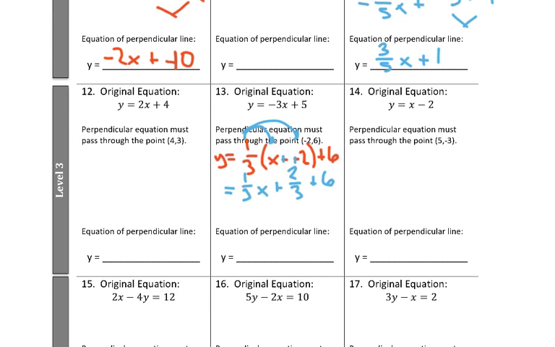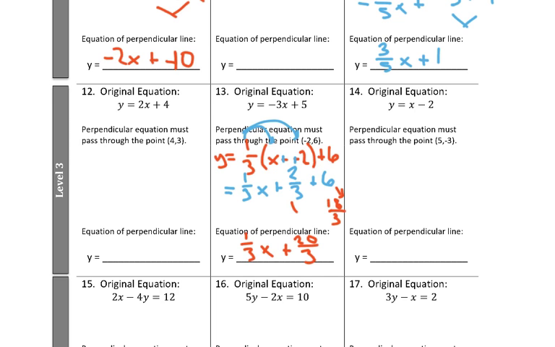I'm going to combine like terms. I'm going to not use my calculator. I'm going to show you. Okay, so 6 is going to be the same as 18 thirds. So 18 thirds plus 2/3. Okay, so y equals 1/3 x plus 20 thirds.